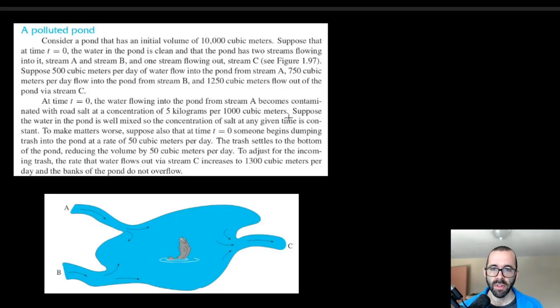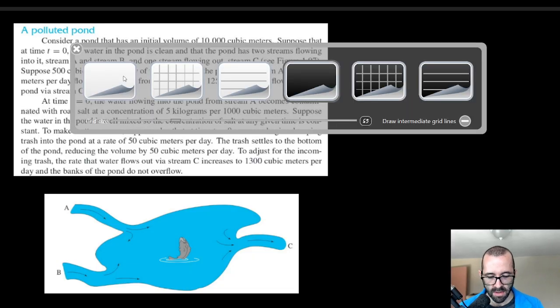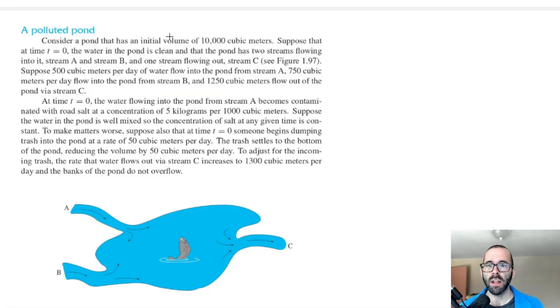So let's say that we're considering a pond. Let's say that we're looking at a pond that initially holds 10,000 cubic meters of water. Water is not often measured in cubic meters, but it's going to make the problem a little nicer. So again, our volume initially has 10,000 cubic meters of water, but that will change. Initially, the water in the pond is clean, and the pond has two streams flowing in, A and B, and one stream flowing out, stream C.